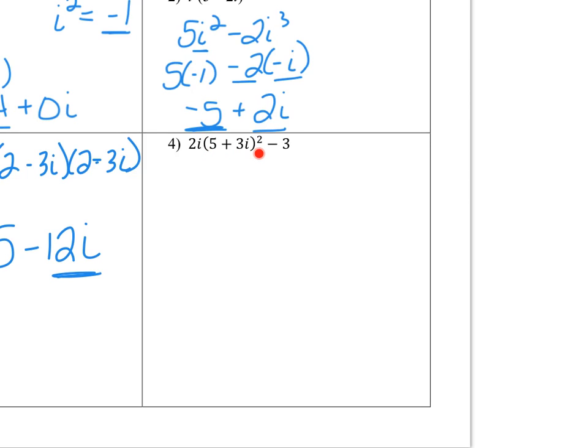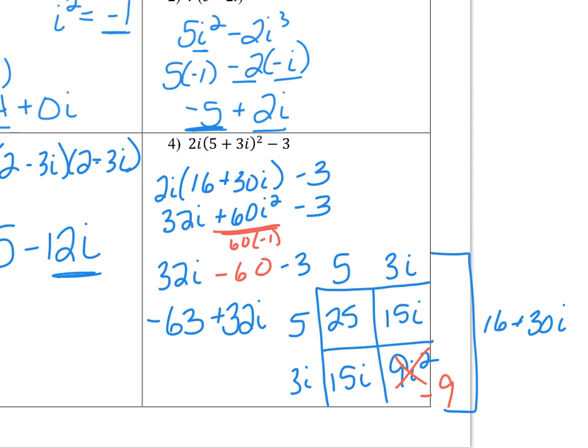So you have to do this part first before you multiply that 2i through. Try it out on your own, pause it, and I'll show you the answer in a minute. All right, this is the answer here. The answer is negative 63 plus 32i.